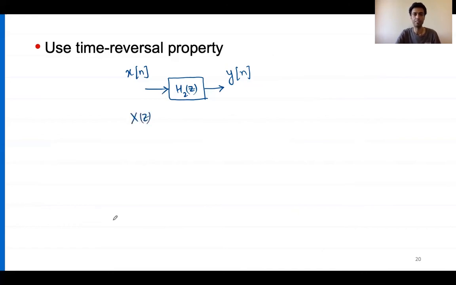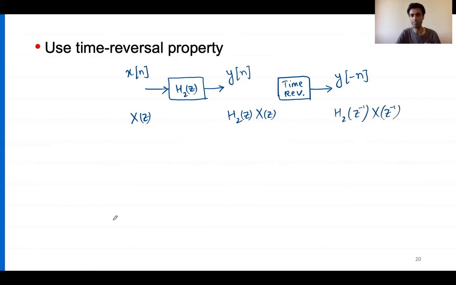So let's write the Z transforms. X of n will have a Z transform X of Z, and y of n will have a Z transform of H2 of Z multiplied with X of Z, right? Now what I do is I add a time reversal, which means it becomes y of minus n. What is y of minus n? It is H2 of Z inverse and X of Z inverse, right? Because of simply the time reversal property.